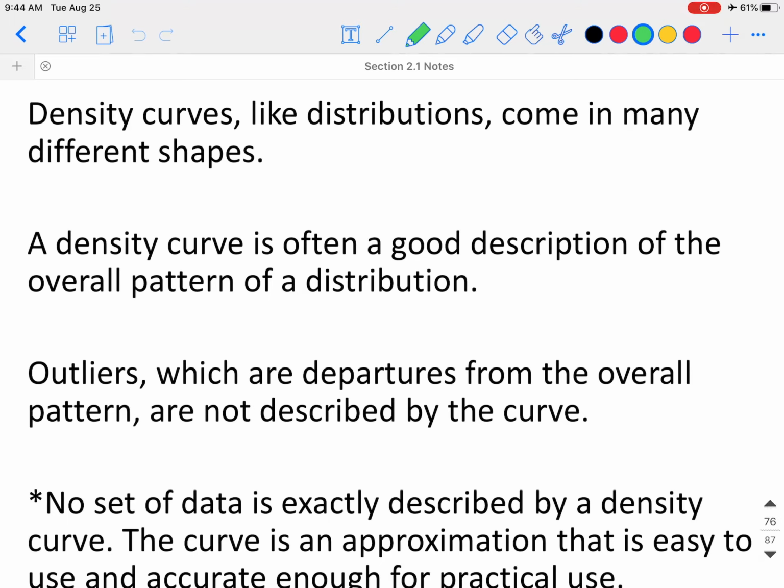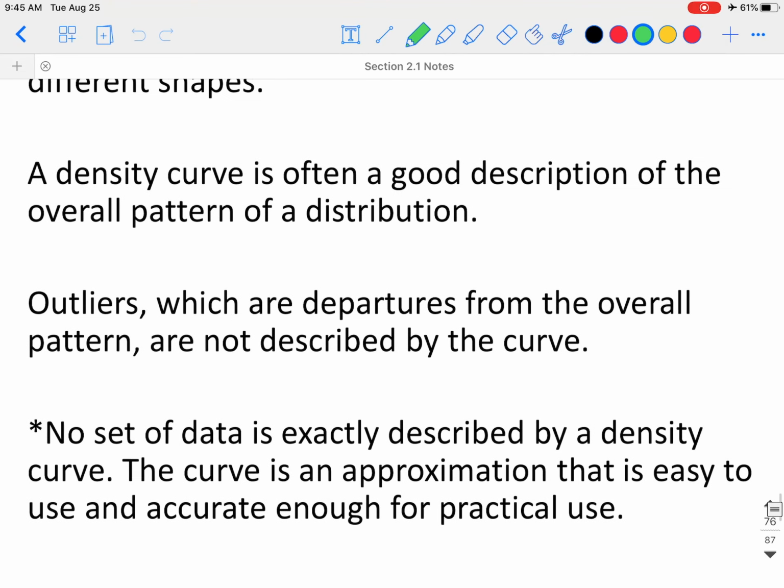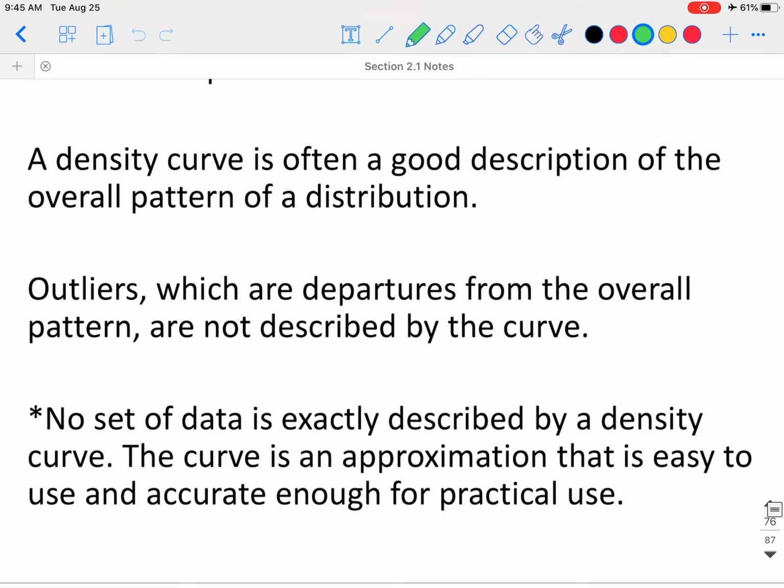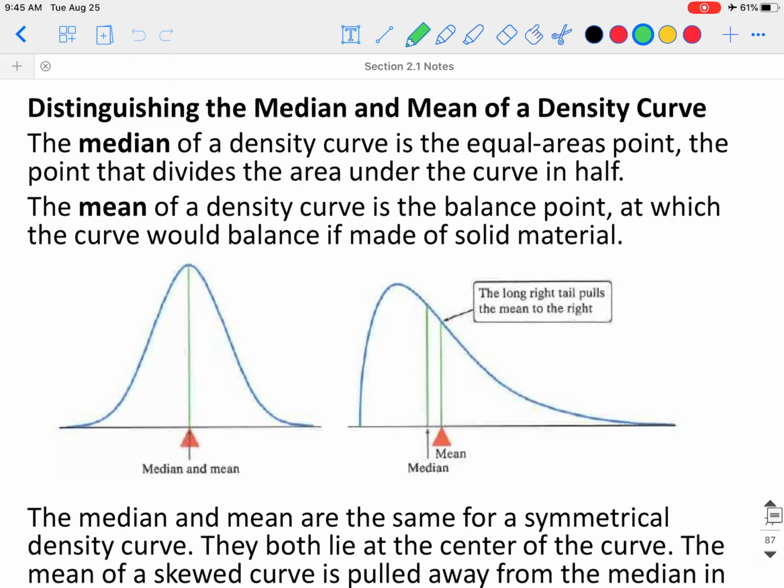Density curves, like distributions, come in many different shapes. A density curve is often a good description of the overall pattern of a distribution. Outliers, which are departures from the overall pattern, are not described by the curve. You should note that no set of data is exactly described by a density curve. The curve is an approximation that is easy to use and accurate enough for practical use.